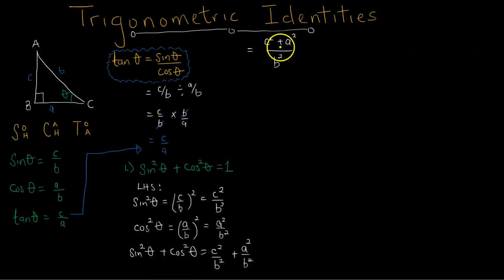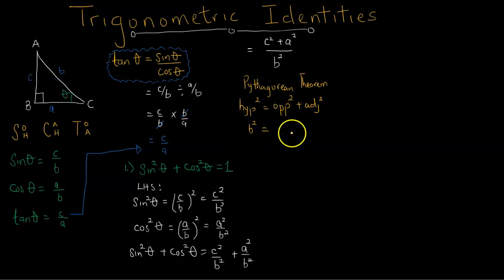We can see that the numerator looks somewhat familiar. Yeah, that's the Pythagorean theorem. So if we return to this right triangle and apply the Pythagorean theorem, which states that the square of the hypotenuse is equal to the sum of the squares of the opposite and the adjacent sides. So in this triangle, lowercase b is the hypotenuse, so b squared equals, the opposite is lowercase c, so that's c squared. The adjacent is lowercase a, that's a squared.